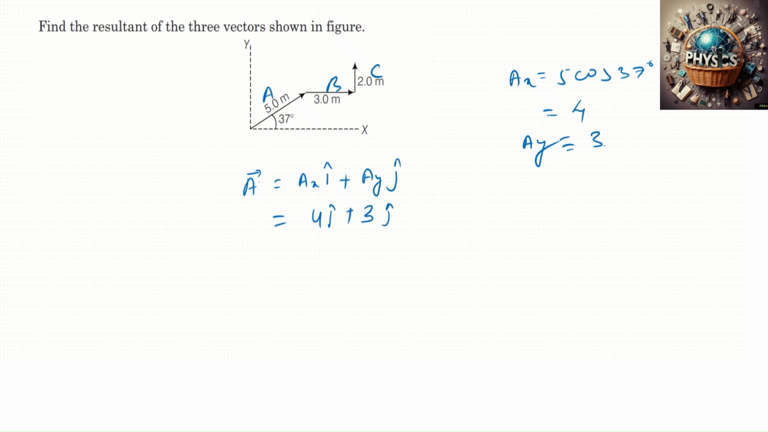Similarly, B is along the x-axis, so it is straightforward. B is equal to 3 I cap, and C is along the y-axis, so it will be 2 J cap. Right. So we need to find A plus B plus C. It is as good as adding these three vectors, so it will be 4 plus 3, 7 I cap plus 5 J cap.